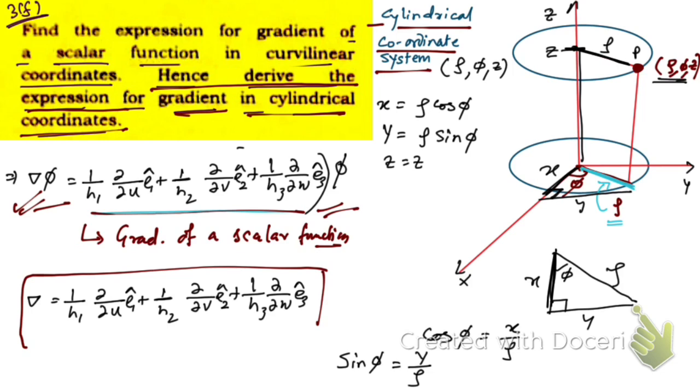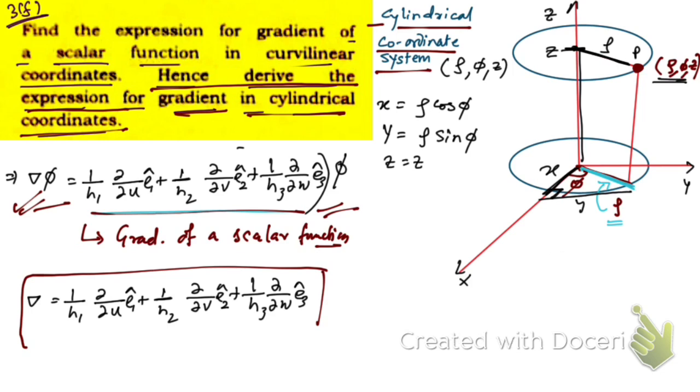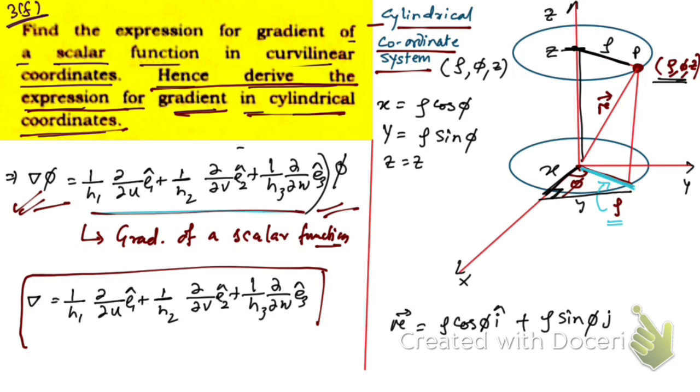So now let me clean these things. In this coordinate system, the position vector r can be written this way. The r vector will be, instead of x i cap, we write rho cos phi i cap, plus rho sin phi j cap plus z k cap. That's what we can write.